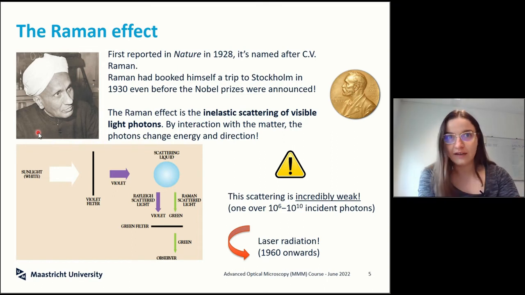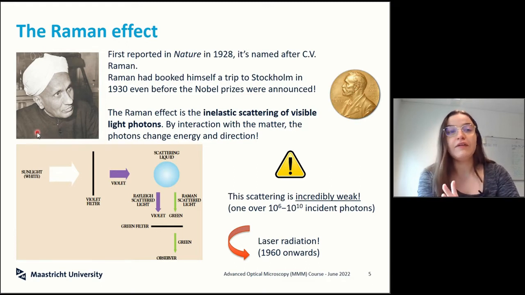And fun fact, I was told reliably by my inorganic chemistry professors that there is a running joke in the community that reminds everyone that Raman in 1930 had booked his trip to Stockholm to collect the Nobel Prize for his discovery before the Nobel Prizes were actually announced. So this was the level of confidence this man had in his work. But he was also right, because he did win the Nobel Prize back in 1930.